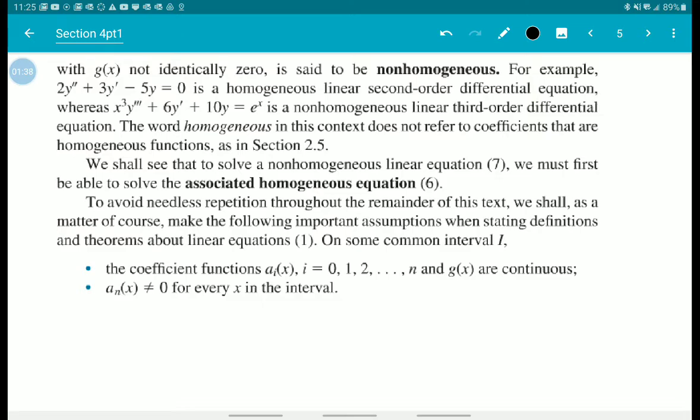So how do we solve something like that? If we have a differential equation that looks like this, it is homogeneous because it's equal to 0. But if we change it to look like this, now we have something that's non-homogeneous. So it turns out that the way we solve a non-homogeneous differential equation is that we first turn it into a homogeneous differential equation by solving what we call the associated homogeneous differential equation. So we have this x cubed y triple prime plus 6y prime plus 10y is equal to e to the x. So that's what we want to solve.